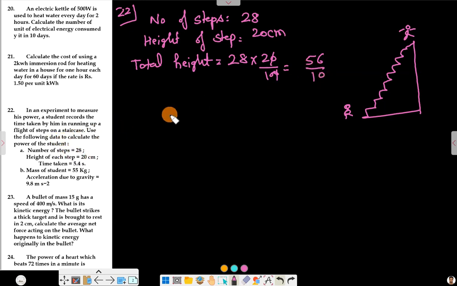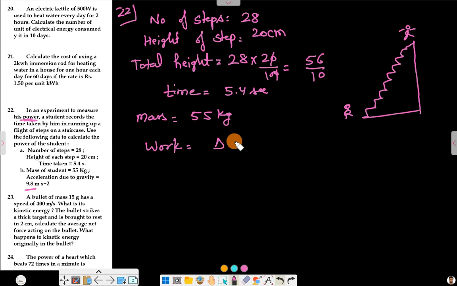So time is given, 5.4 seconds. Now we have to measure the power. Now the mass of the student is 55 kg, and g is mentioned, we have to use 9.8. So as we have already discussed in previous questions, there is only vertical movement. If there is vertical movement, work is equal to change in potential energy. Delta means change.